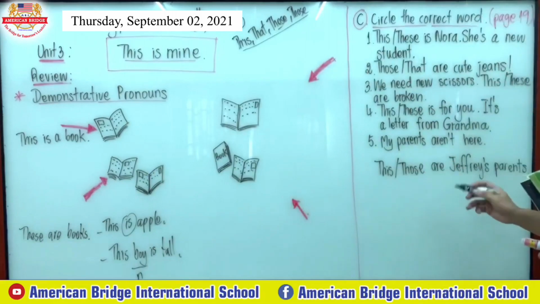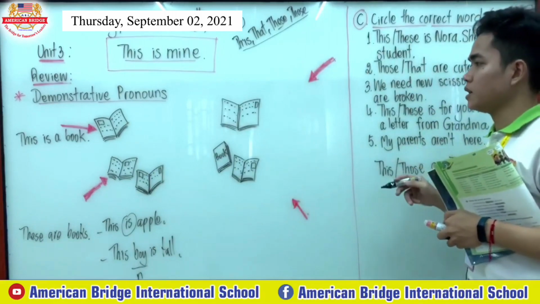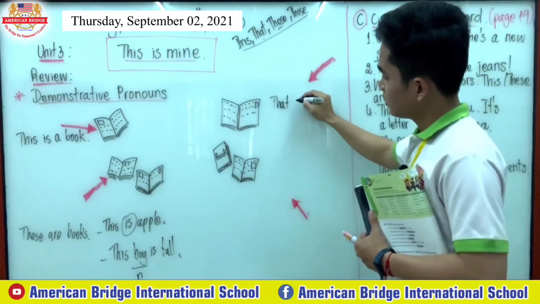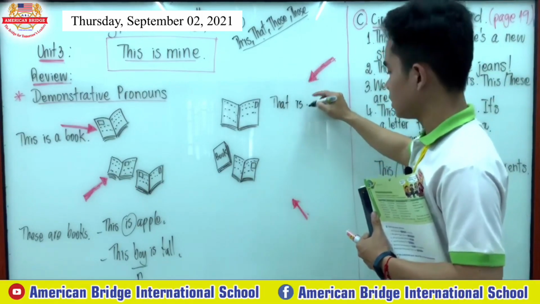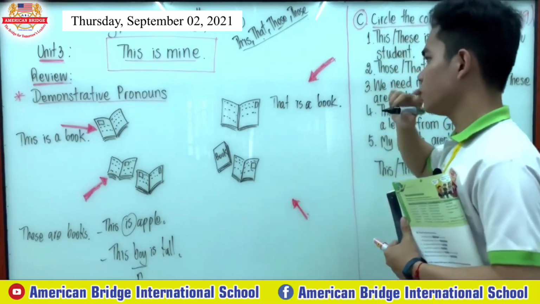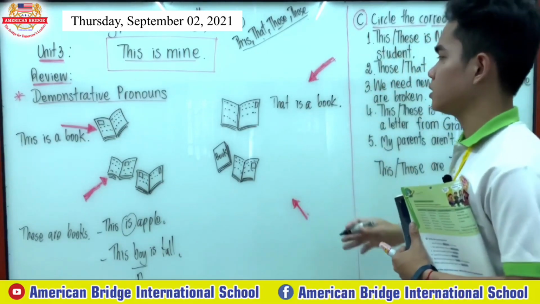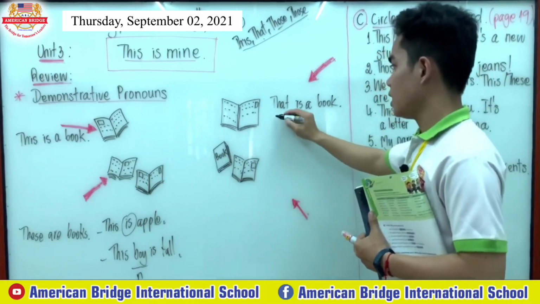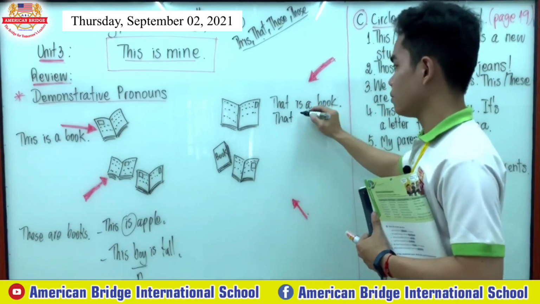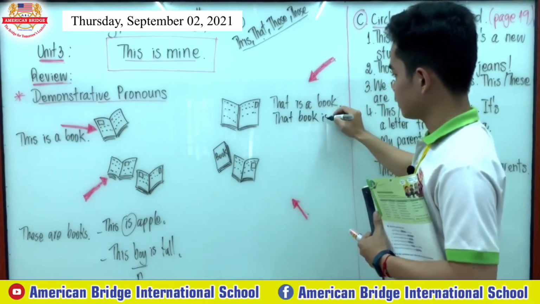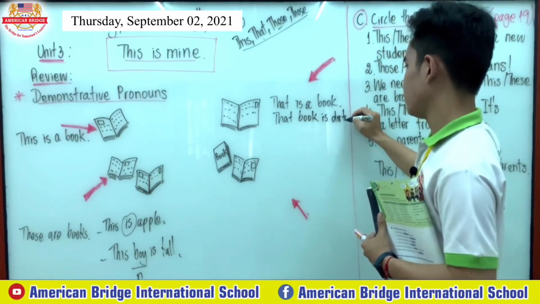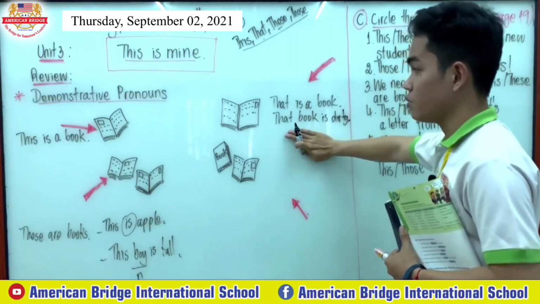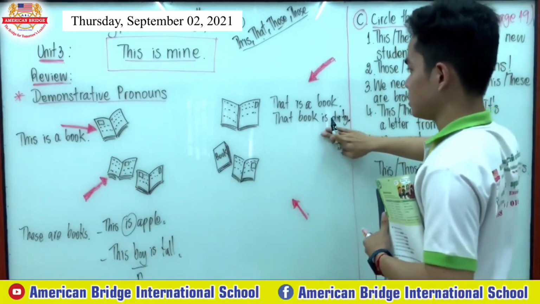So these are books. Okay, so next picture, you have to use it with "that". That is a book. Or if you want to use it with our demonstrative adjective, you can do like this. If the book is nice or if the book is dirty, you can say that book is dirty, for example, right? So that book is dirty. If you want to use it as our demonstrative adjective, that book is dirty.